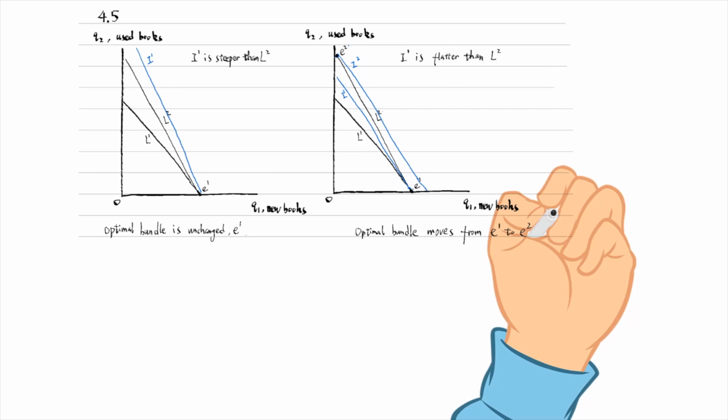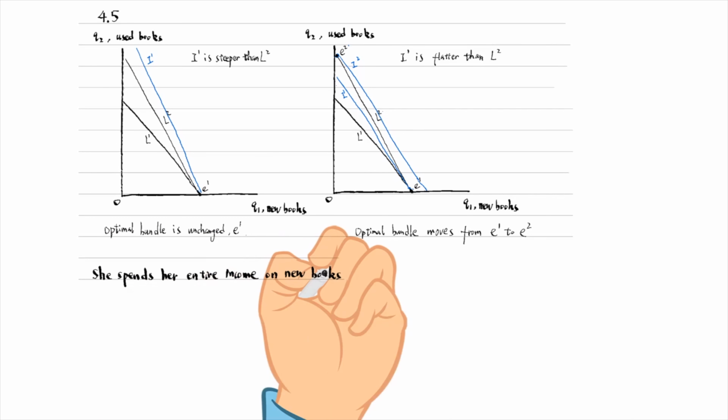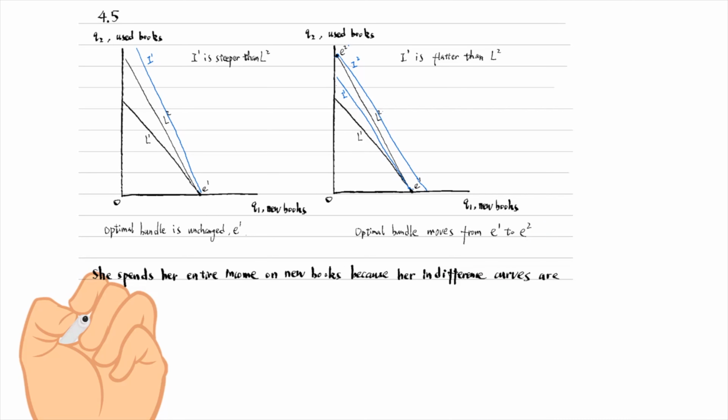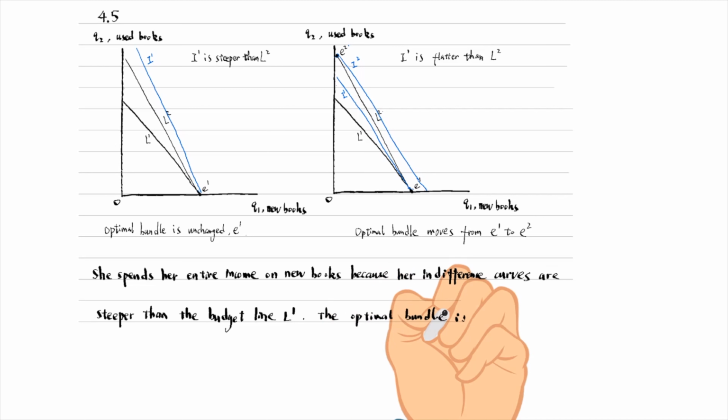But in this exercise, the consumer's indifference curves are not the usual shape. The corner solution happens when the indifference curves are straight lines. He spends his entire income on new books because his indifference curves are steeper than his budget line L1. The optimal bundle is E1.